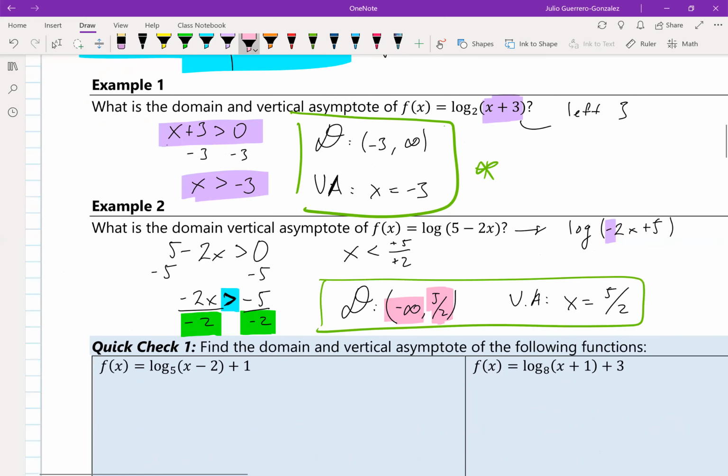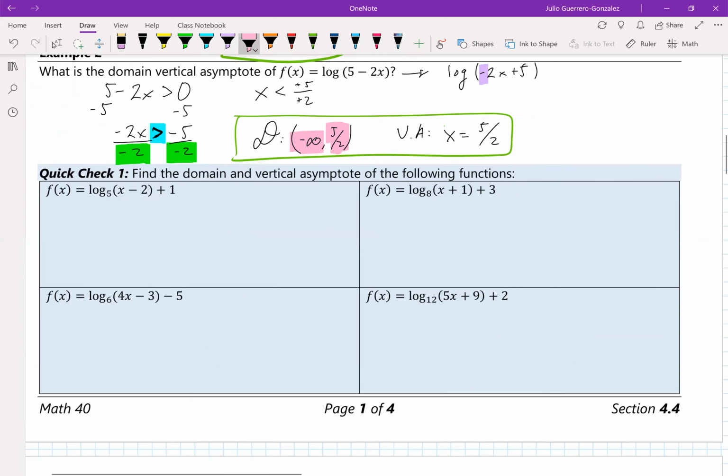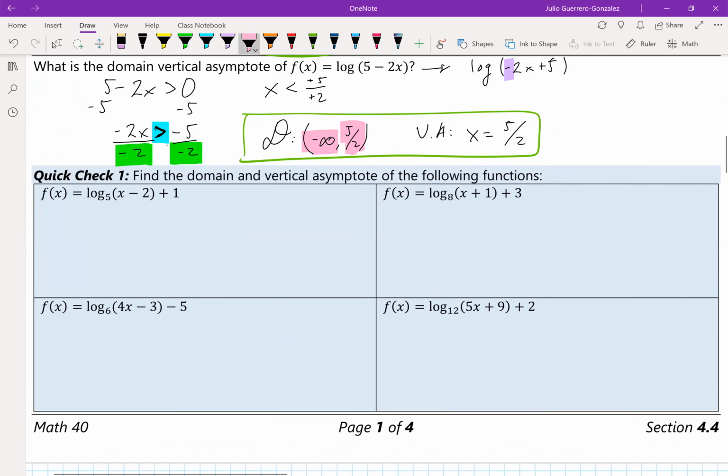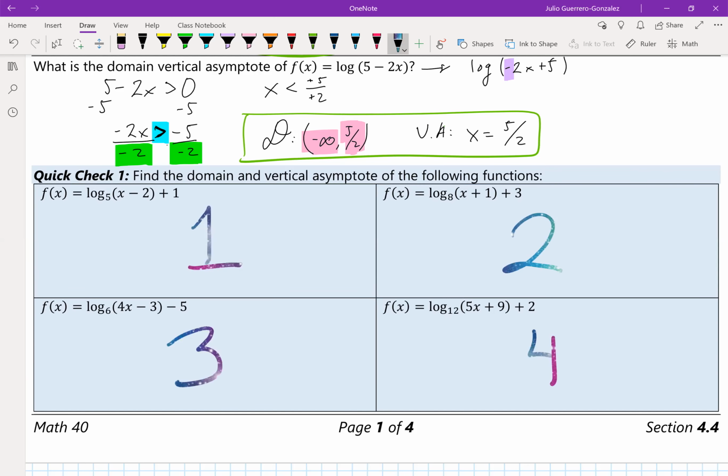Awesome. Okay. We've got some practice problems here for you guys. And I learned how to use breakout rooms. So this is going to be group 1, 2, 3, and 4. I'm going to send you guys to your breakout rooms so you can try these out. All I want is the domain and the vertical asymptote. Cool? And I'll be popping into the rooms here and there. All right. And you're off.